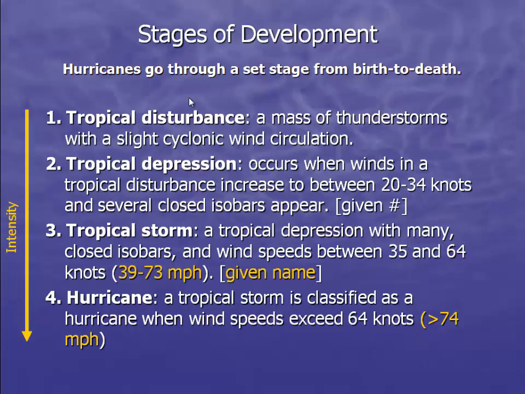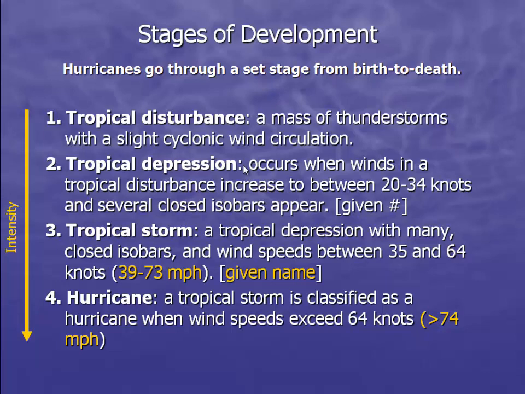If that glob of thunderstorm activity begins to strengthen, it might be classified a tropical depression. Tropical depressions are when we see a couple of closed isobars appear. So instead of just a ripple in the pressure field, we instead see a couple of closed-off circles of isobars. Recall that isobars are lines of constant pressure. So if you're looking at a sea level pressure map, you might see a couple of closed contours. That's a good indication that we might have a tropical depression.